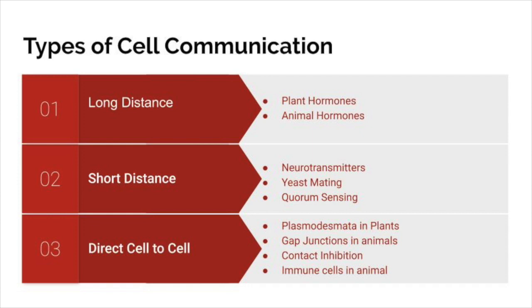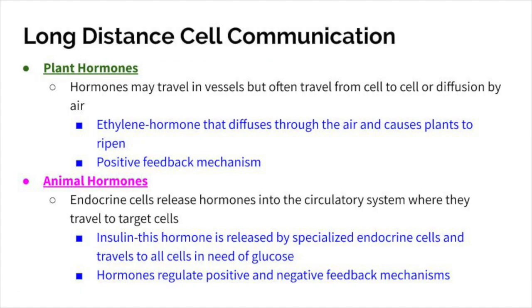So there are three types of basic cell communication: long distance, short distance, and direct cell-to-cell communication. Long distance involves plant hormones and animal hormones. Short distance involves neurotransmitters, yeast mating, and quorum sensing. Direct cell-to-cell communication involves plasmodesmata in plants, gap junctions in animals, and contact inhibition, as well as immune cells in animals. The first type of cell communication I'm going to be discussing is long-distance cell communication.